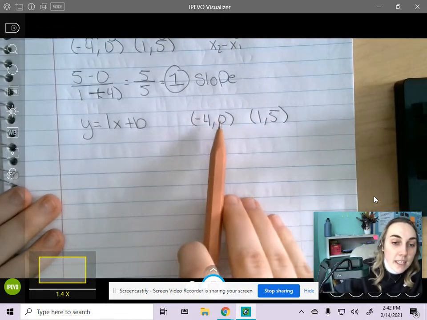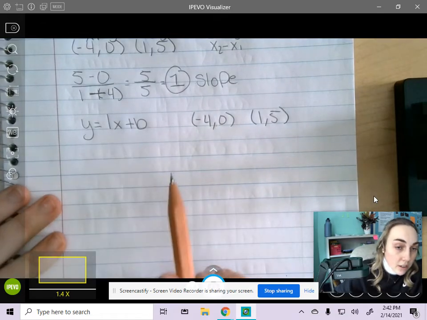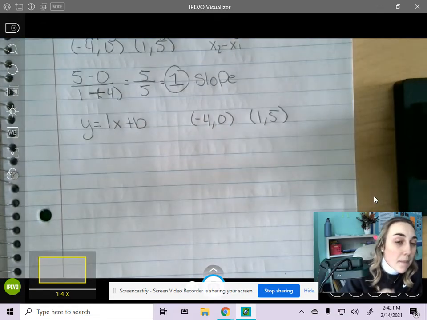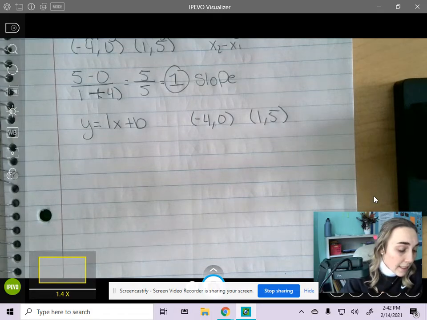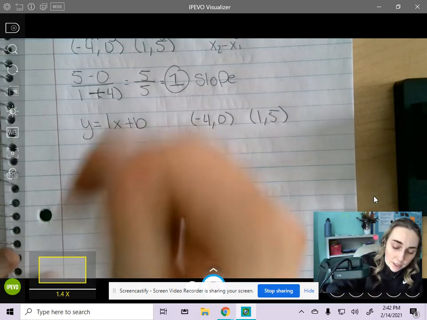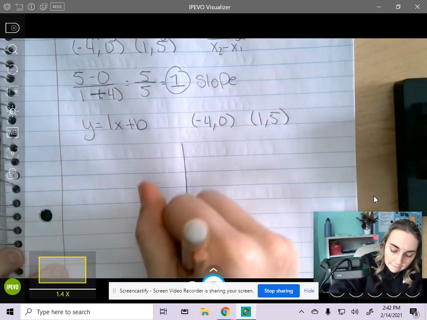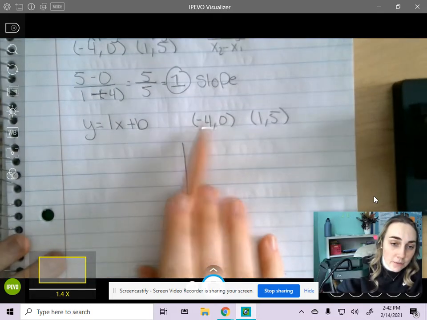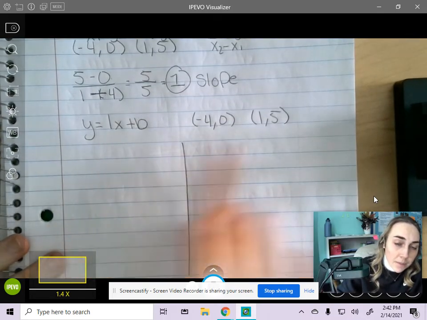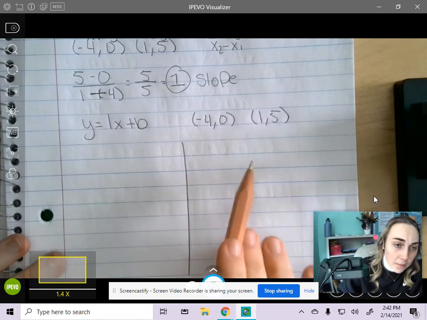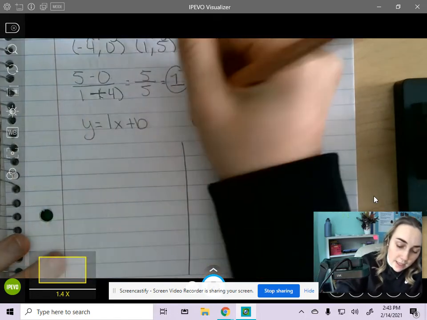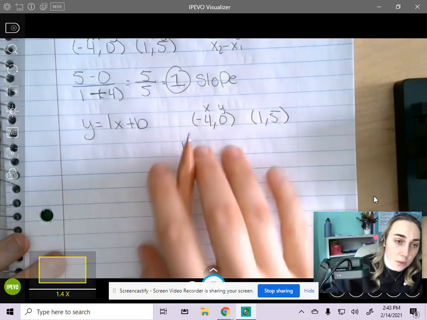And our next step is we need to substitute these into the equation and solve for b. Now here's the thing. It doesn't matter which ordered pair you use. You're going to get the same answer every single time. And I'm going to show you how to do that. So we're going to use -4 and 0's ordered pair over here, and we're going to use 1 and 5 over here. So first step, again, -4 is an x, 0 is a y.